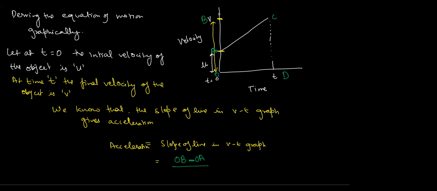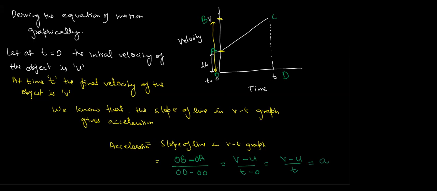The initial value of the y-axis is 0, that is, you can write O comma O. Sorry, the maximum you have to write first. You can write OD minus OA. The value of OB is actually v, and the value of OA is u, and OD is simply time minus 0. Then you can write v minus u upon t equals a.